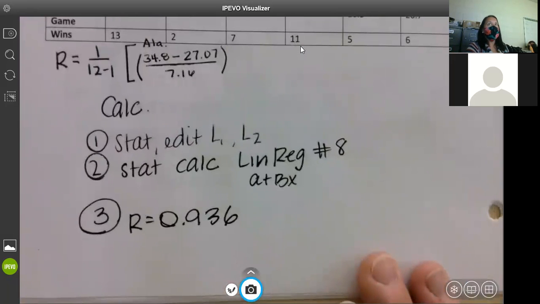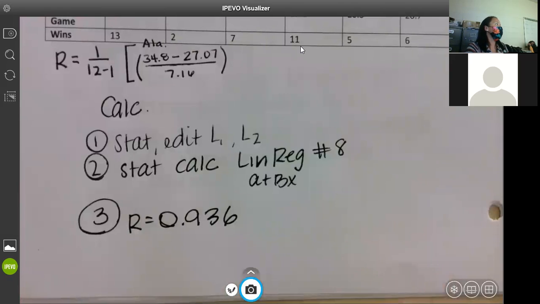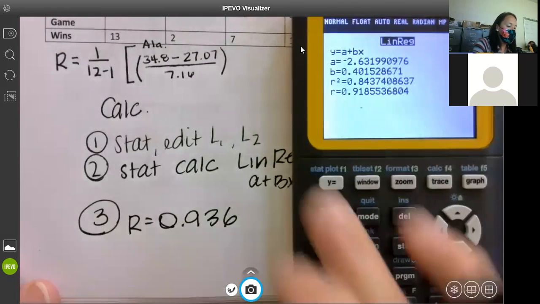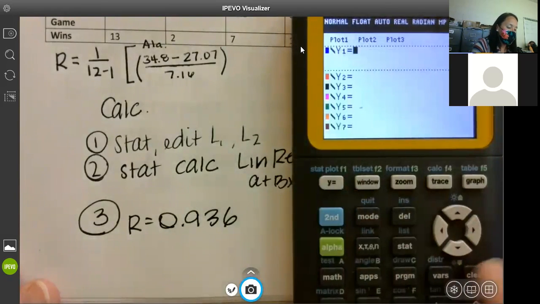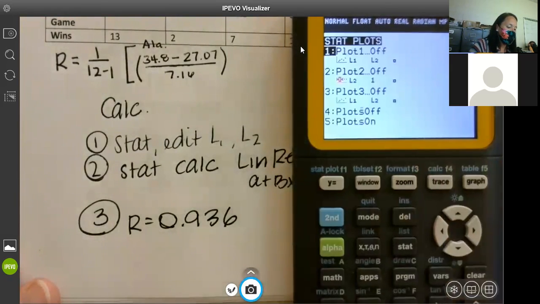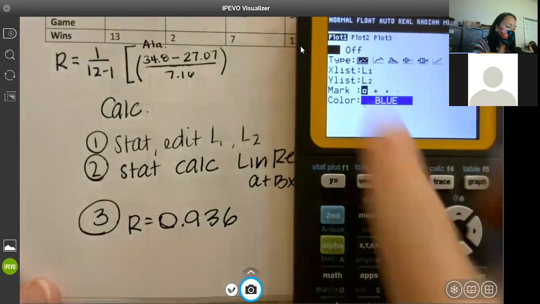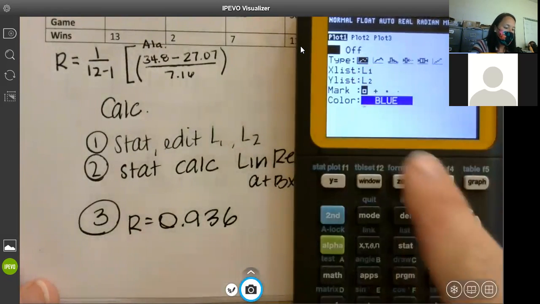I was talking about homework, how did you get the scatter plot again? Gotcha, I'll come to this sheet. So second Y equals, turn your plot on, make it a scatter plot, zoom, none.